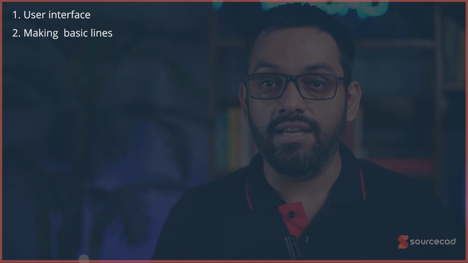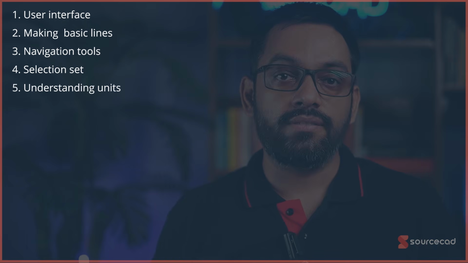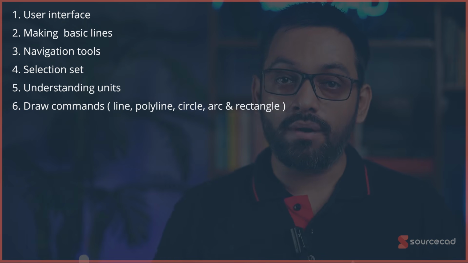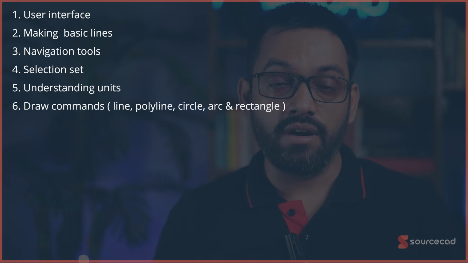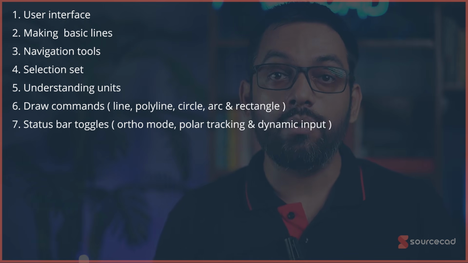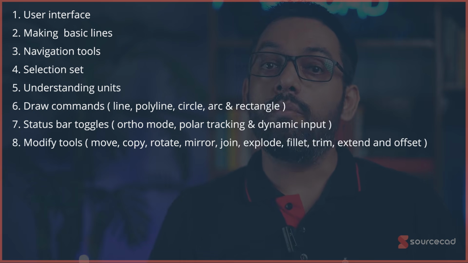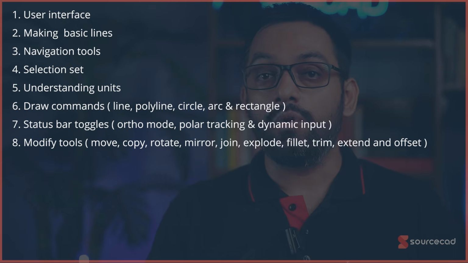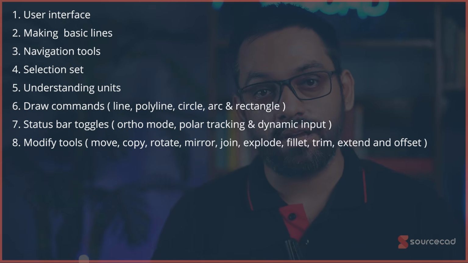With that being said, here are the topics that we'll cover in this video. We'll start with the user interface of AutoCAD, and then we'll talk about making basic lines, then navigation tools, selection set, and understanding units. After that, we'll move to draw commands like line, polyline, circle, arc, and rectangle, and then we'll also cover status bar toggles like ortho mode, polar tracking, and dynamic input. In the next part of the video, we'll talk about modify tools like move, copy, rotate, mirror, join, explode, fillet, trim, extend, and offset commands.